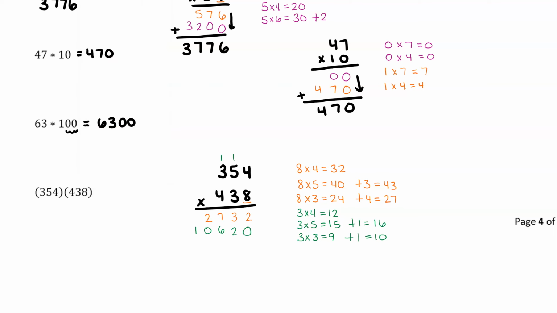Okay, let's do it again. So now we're going to multiply everything by 4. That 4 is in the hundreds spot, so it gets 2 zeros. And now let's do that multiplication.